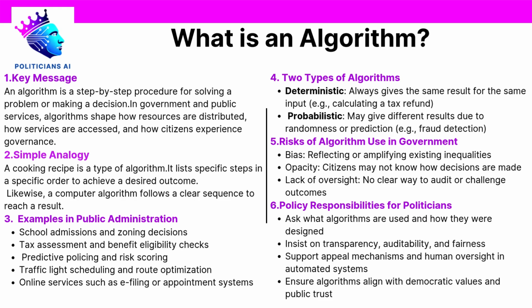What data is it using? What happens when data is missing or flawed? These are not just technical decisions. These are policy design decisions. They affect real people and require democratic values like fairness, inclusion, and accountability. That's why movements for algorithmic transparency, open auditing, and ethical standards are growing worldwide. Politicians must engage in these conversations, not as coders, but as decision makers.